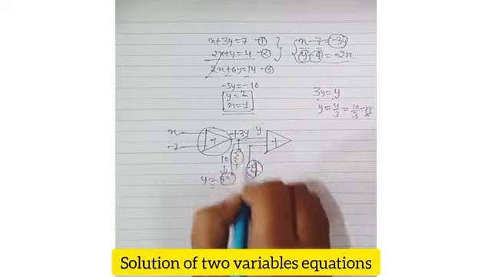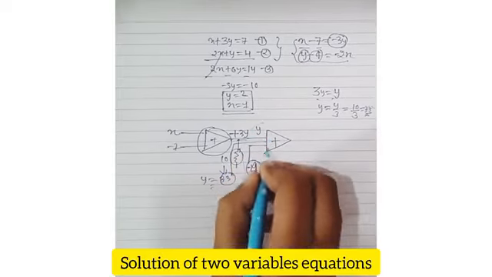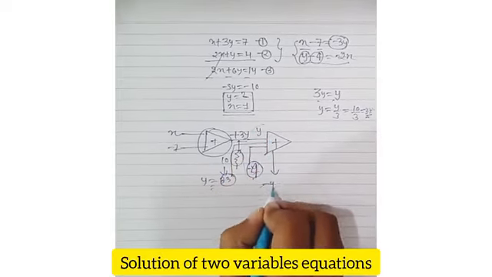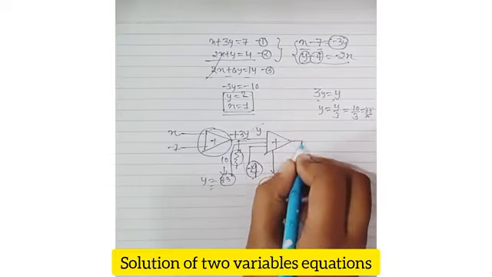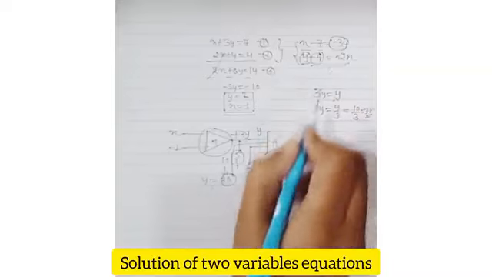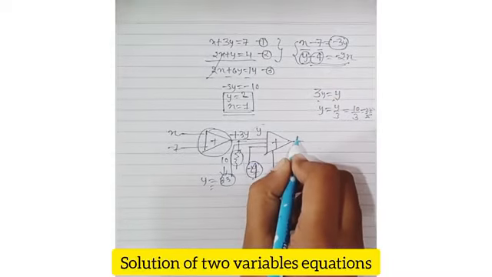Then it goes through the summer amplifier. What do I have here? I have minus 4 plus y. Now it will go through the summer amplifier. Then what will I get? According to this I am getting minus 2x, but what will I get?